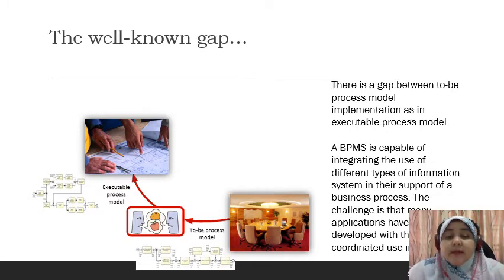Selalunya memang ada gap antara fasa di sini dengan fasa di sini. Sebab mungkin kumpulan orang yang terbabit dalam proses pembangunan sistem bila berada di fasa to be model ni dengan executable model ni adalah dua kumpulan yang berbeza. So kita kena ada good communication dan good analysis dalam proses kita nak transform apa yang telah kita modelkan dengan executable form dalam fasa implementation.